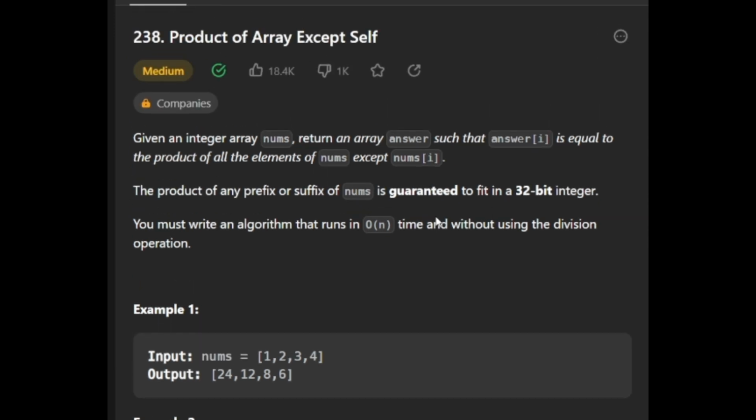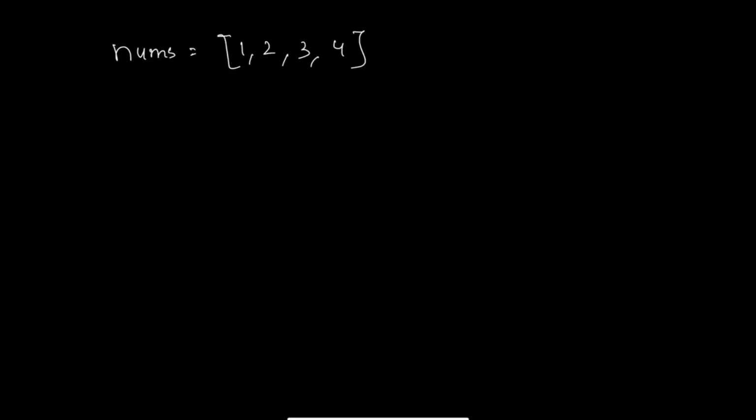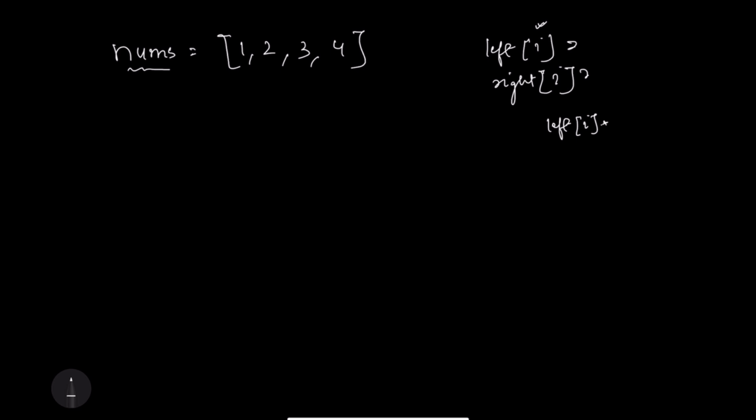So let's try to understand these examples and write a solution for them. So we have to find the product of the elements of the nums array except its own self. One way to do that would be to initialize two arrays, that is left and right, and keep the products of the elements to the left of the element and to the right of the element, and then multiply them and keep it in our result. So let me show you how that can happen.